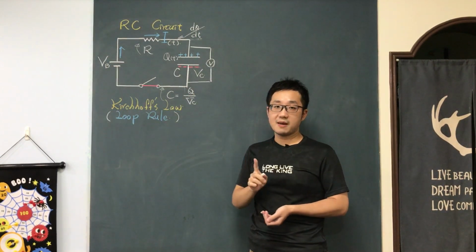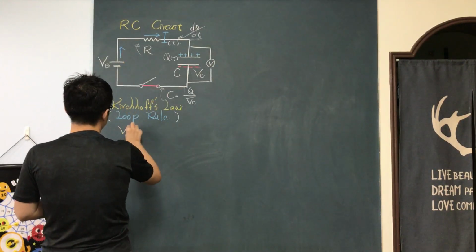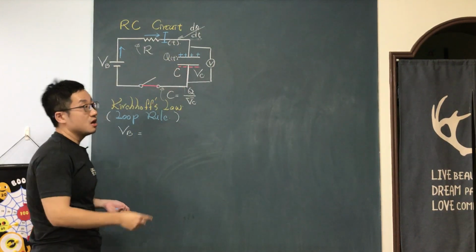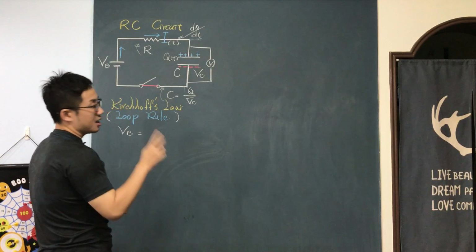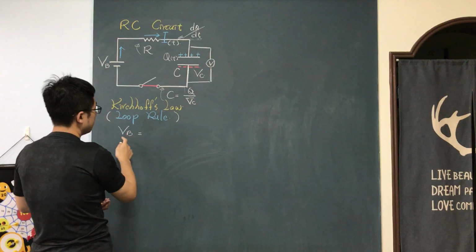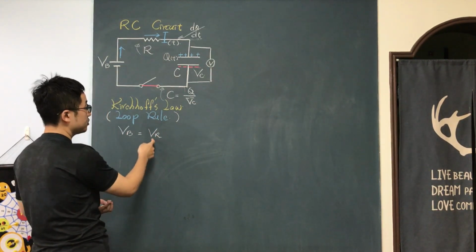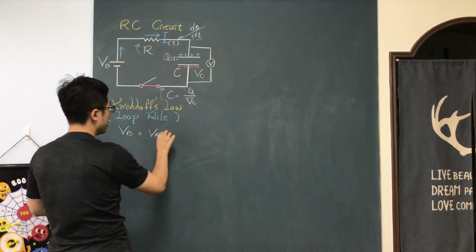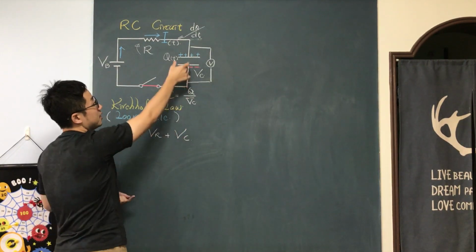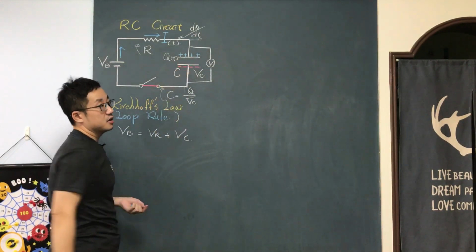The loop rule tells you that the potential difference across the terminals of your battery, which I'll write as VB, is equal to the sum of all the potential differences across each component. You now have two components: one is your resistor and the other is your capacitor. So VB is equal to VR, the potential difference across your resistor, plus VC, the potential difference built by those positive and negative charges, the potential difference across your capacitor.